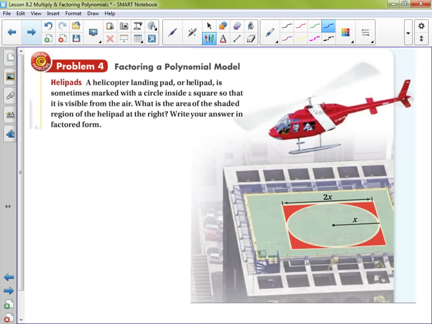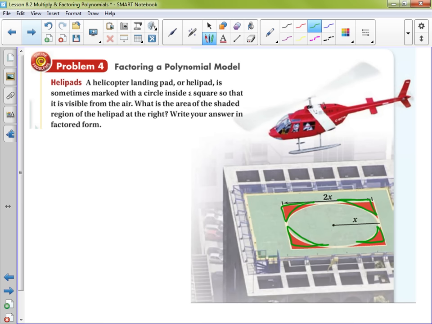Okay, problem 4, last problem. This one's a story problem, and you can use what you've learned so far to solve this story problem involving this helicopter. So it says a helicopter landing pad or a helipad is sometimes marked with a circle inside of a square so that it's visible from the air. What's the area of the shaded region of the helipad at the right? So we're looking at this part that they've marked in red that I'm outlining in green.